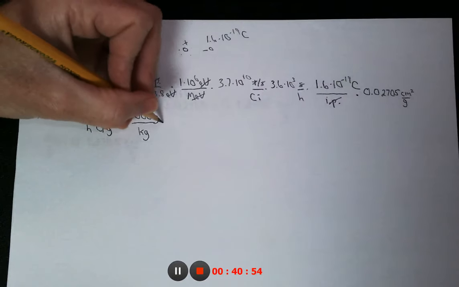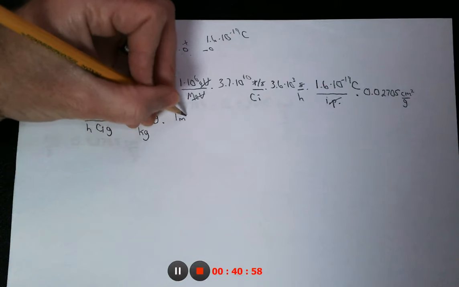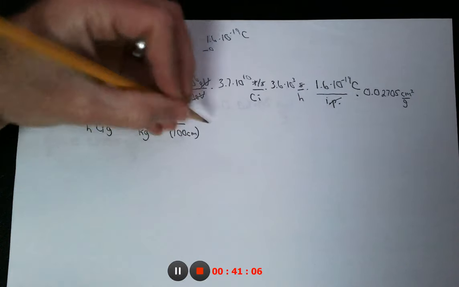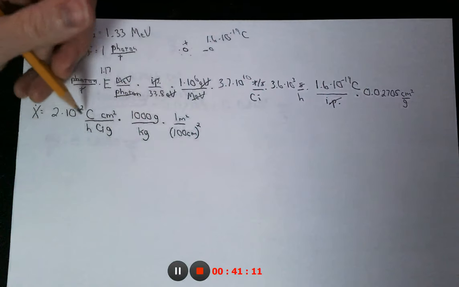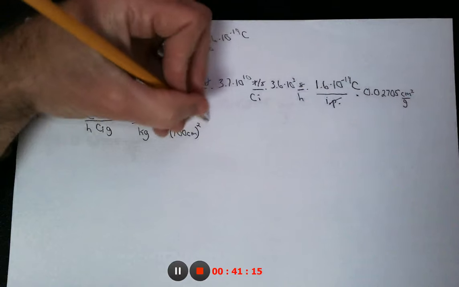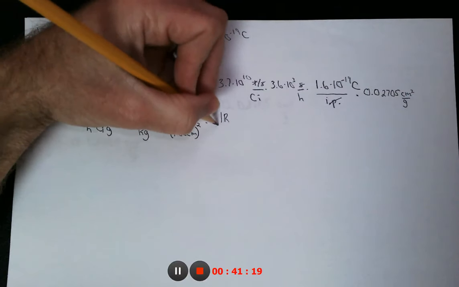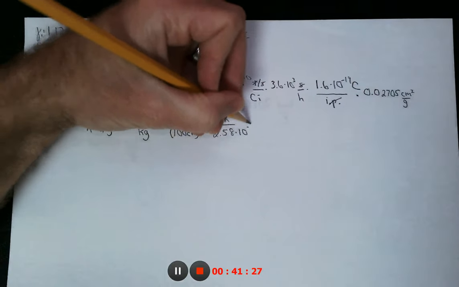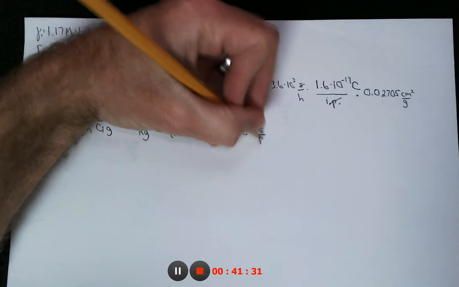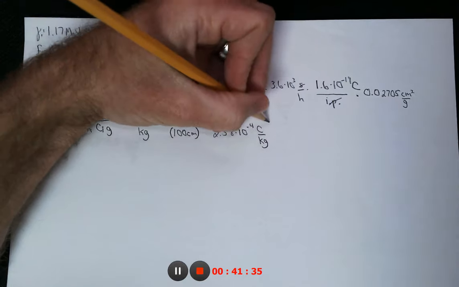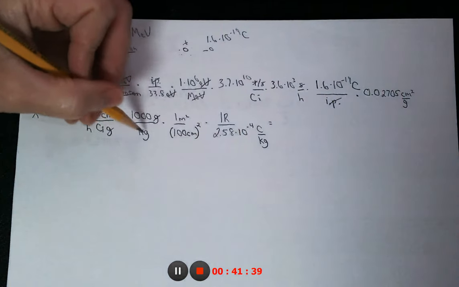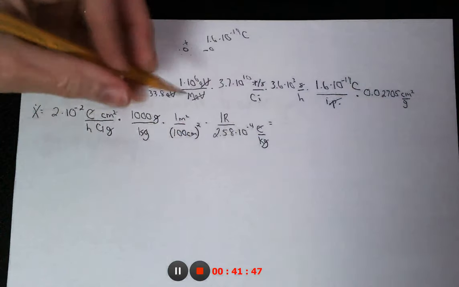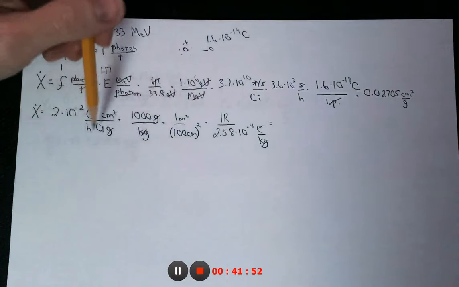I want to get to meters. So 1 meter squared per 100 centimeters, and this whole thing gets squared. And then, because I'll end up with coulombs per kilogram, I want to convert that to Roentgen. So 1 Roentgen is 2.58 times 10 to the negative 4 coulombs per kilogram. So the grams will cancel out, kilograms cancel out, the coulombs will cancel out, the centimeters will cancel out, and we'll end up with Roentgen meter squared per hour per curie.